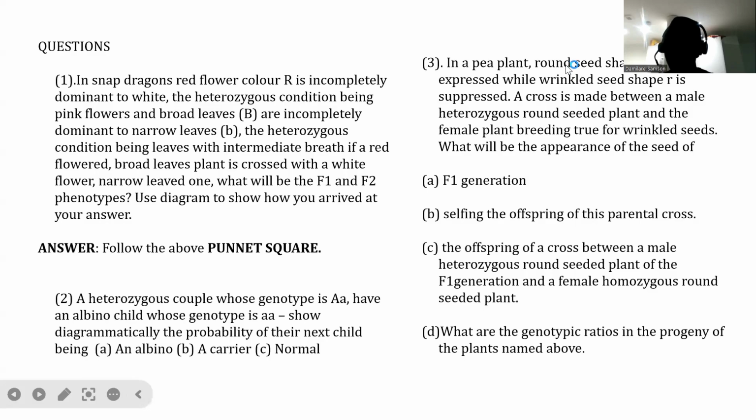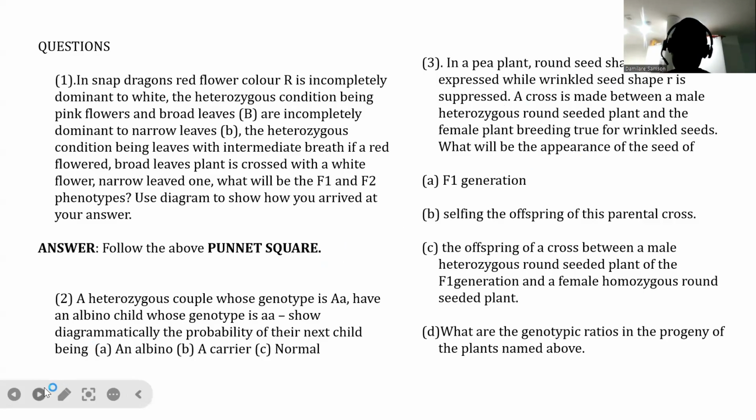In pea plants, round seed shape, capital R, is dominant and expressed. The wrinkled seed, small r, is suppressed. Now say a cross is made between a male and a female. The male is heterozygous round. What does that mean? Capital R, small r. And the female plant breeds true for wrinkled seed. When they say something is breeding true for wrinkled seed, it means it is small r, small r.